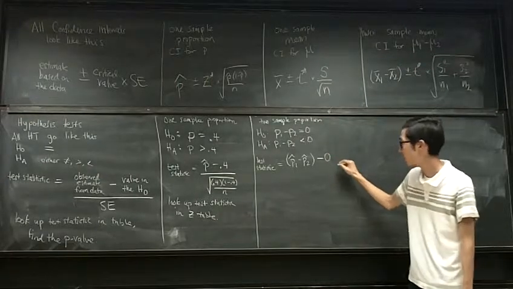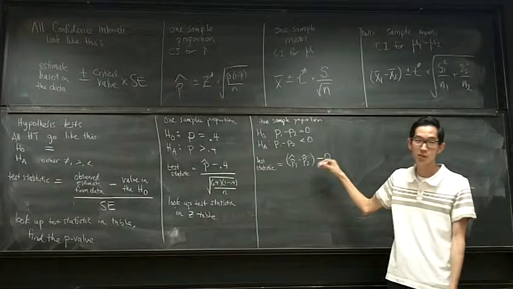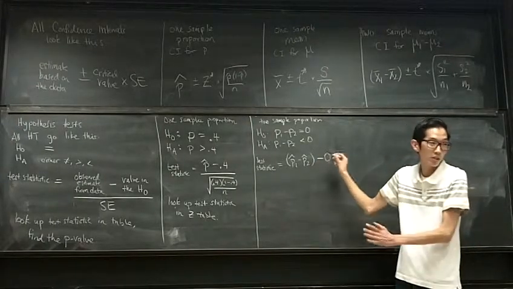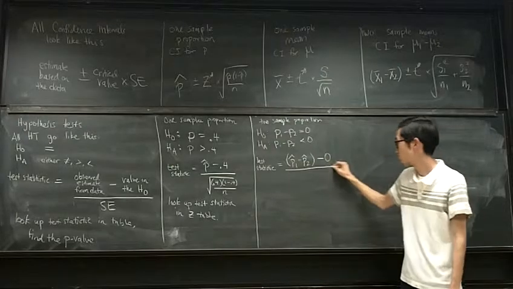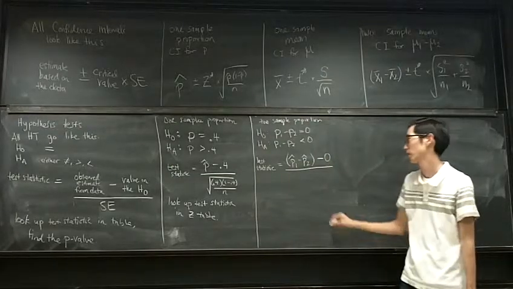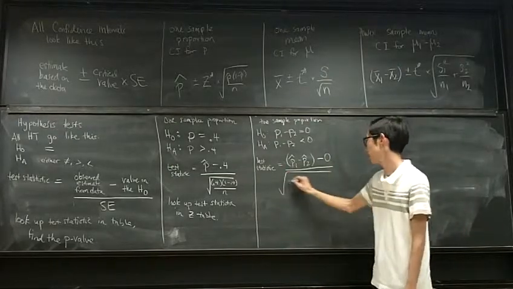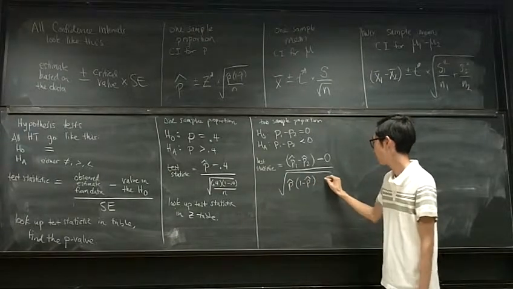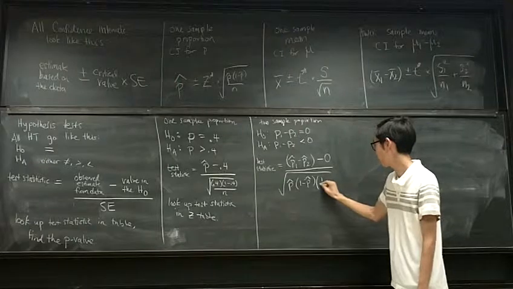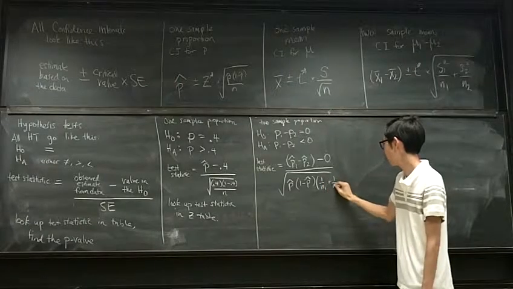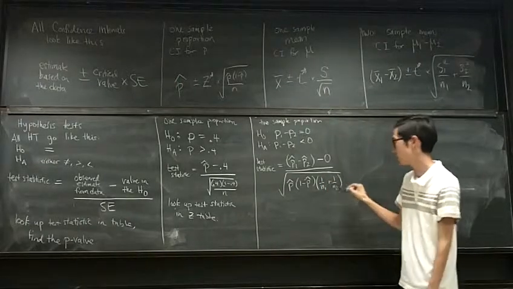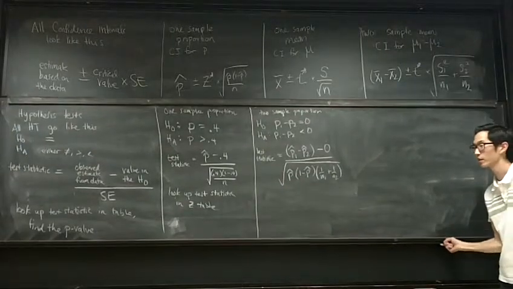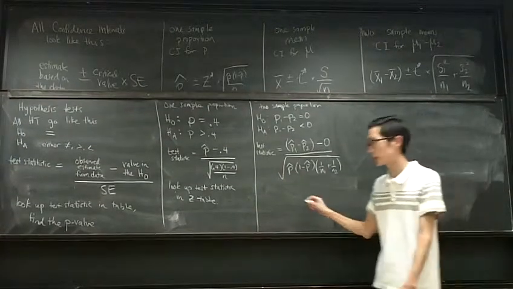0. Because it's minus 0, sometimes we ignore this, but I just want to show that they're all in the same form here. And then what's my standard error? It's that ugly thing: P hat times 1 minus P hat times 1 over n1 plus 1 over n2. Sorry, that's the standard error and there's nothing we can do about it. And then just remember what P hat is.